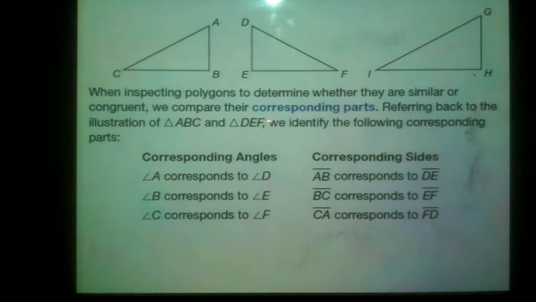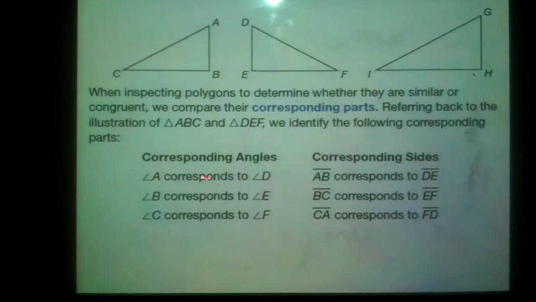Okay. So when we inspect polygons to determine whether they are similar or congruent, we compare their corresponding parts. So corresponding parts are the things that we would say, well, let's read on here. It says, referring back to the illustration of triangle ABC and DEF, we identify the following corresponding parts. So basically the things that relate to each other is what I was trying to get at.